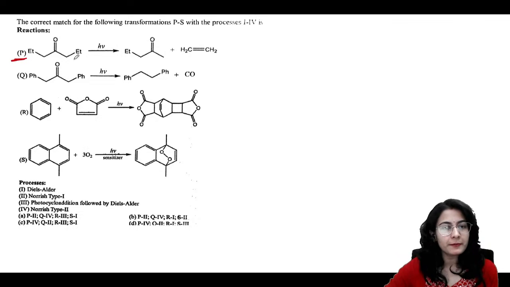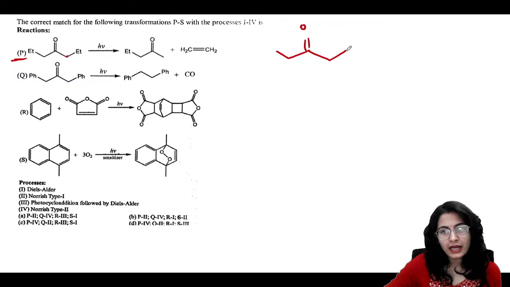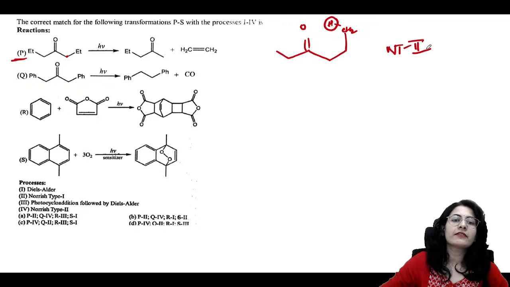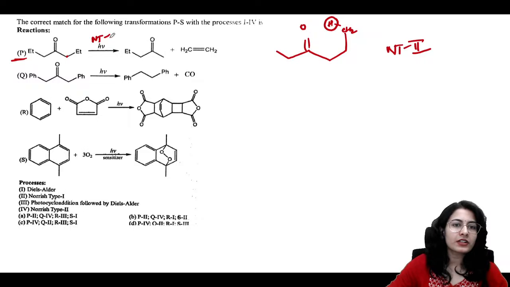So first one, option number P. You are having alpha, beta, gamma. You are having gamma hydrogen. So let's CH2. Again, one more CH2 and then a CH2 and H. So this has a gamma hydrogen. This is absolutely going to be Norrish type 2 cleavage, which means it is going to match. P is going to match with the first one. हाँ, ये same reaction है. This is going to be Norrish type 2 reaction. Norrish type 2. ठीक है. So P is going to match with 4. P matches with 4.